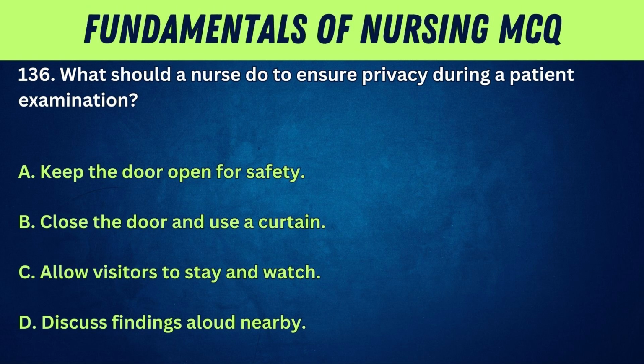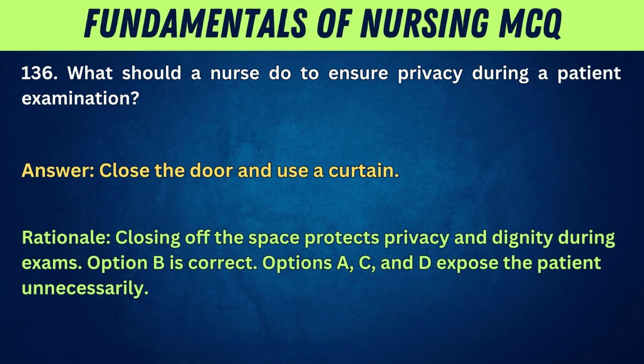136. What should a nurse do to ensure privacy during a patient examination? A. Keep the door open for safety. B. Close the door and use a curtain. C. Allow visitors to stay and watch. D. Discuss findings aloud nearby. Answer. Close the door and use a curtain. Rationale. Closing off the space protects privacy and dignity during exams. Option B is correct. Options A, C, and D expose the patient unnecessarily.